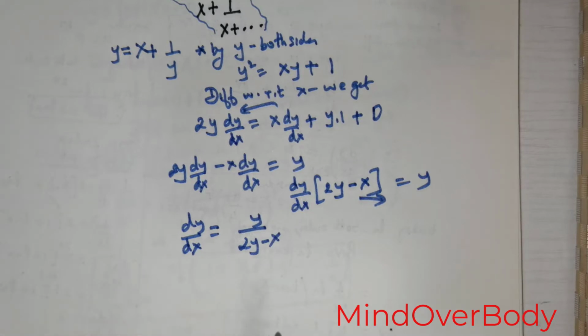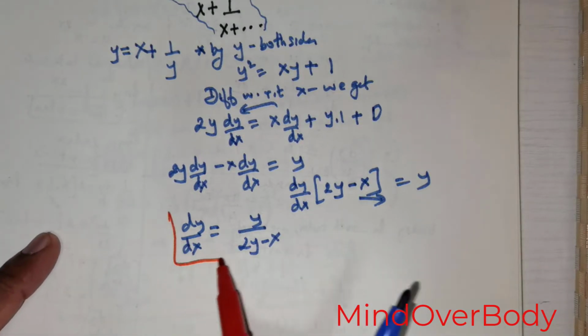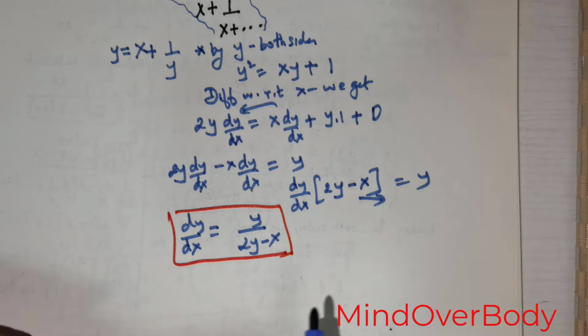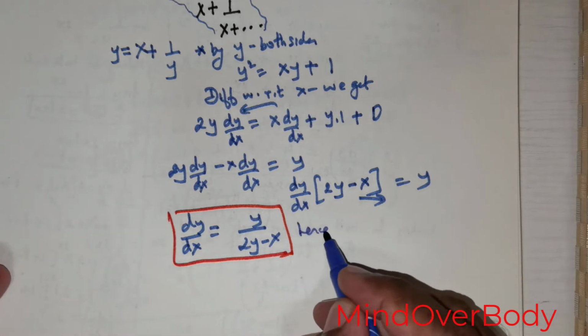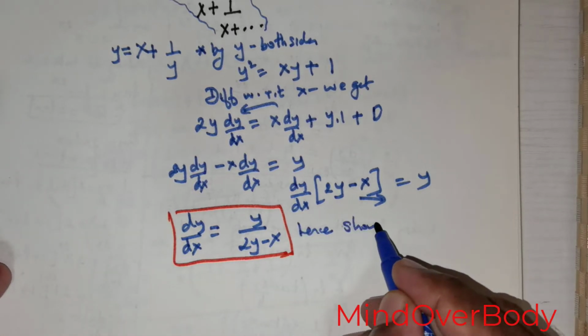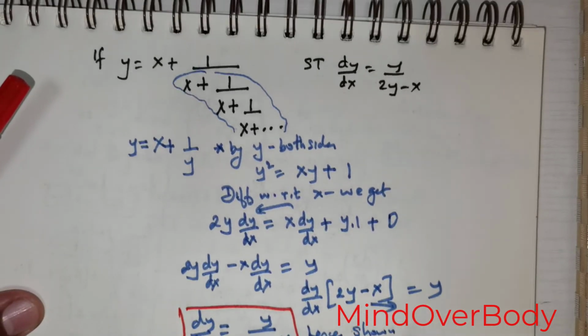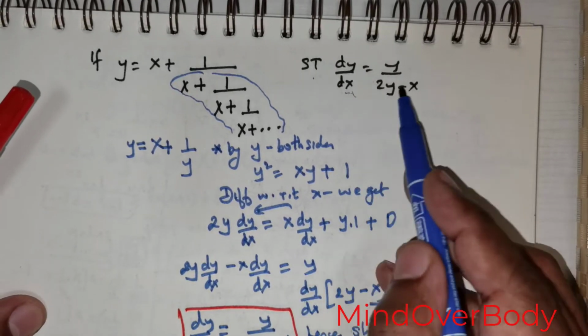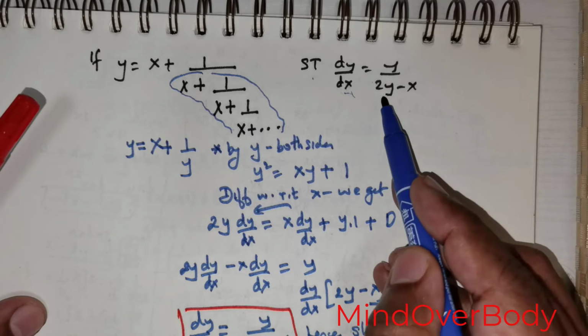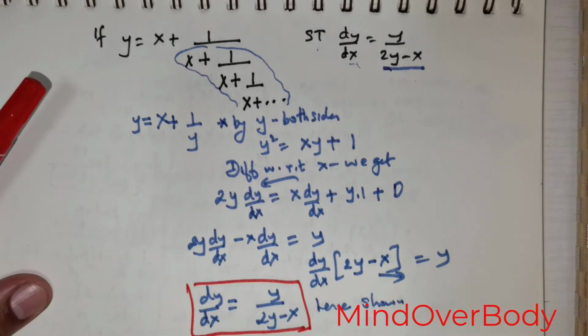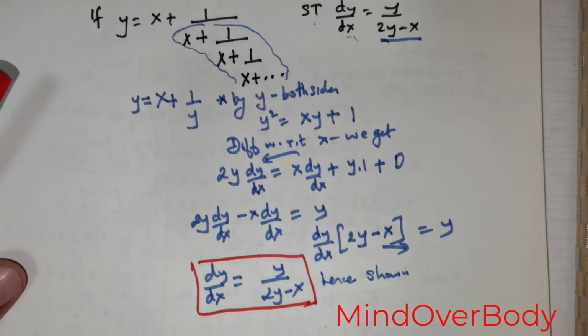So this is a good place for us to box the result and write the statement ends proved, ends shown, because they want us to show that dy over dx is equal to y over 2y negative x. That's exactly what I have shown here.